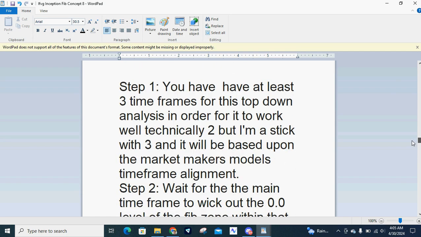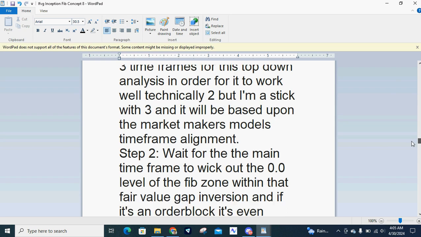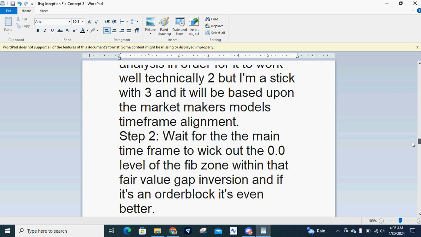Now I'll give you the steps to the external. You can have at least 32 time frames, like I stated before, technically. But I'll stick with 3.